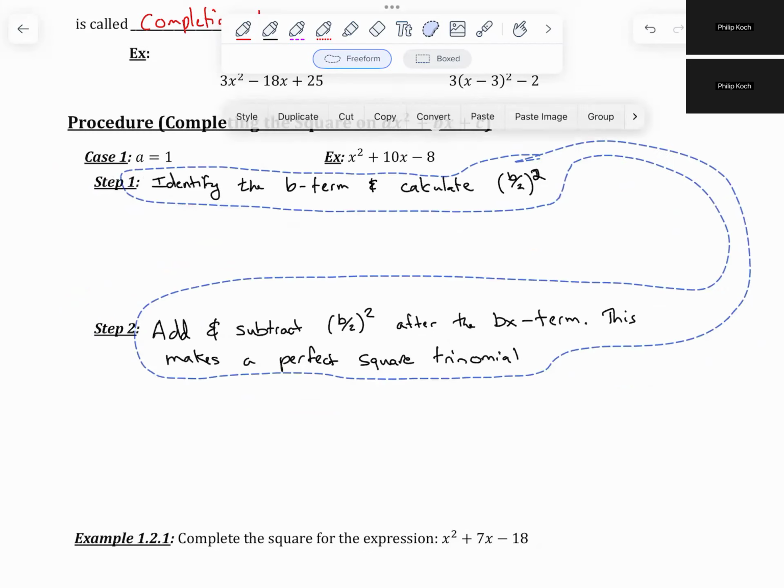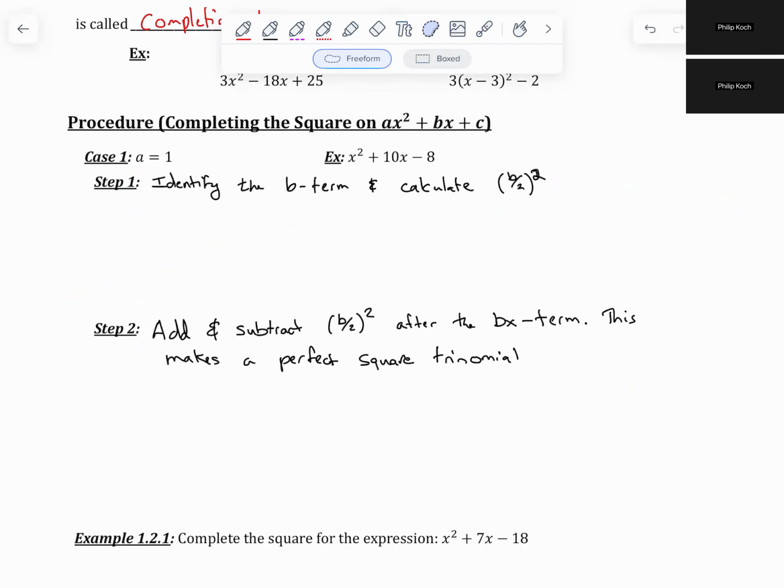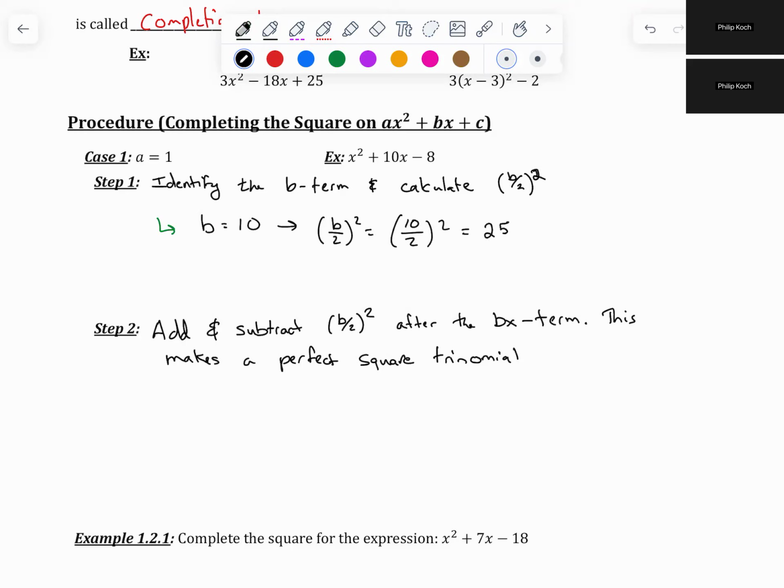Huzzah. All right. Step 1 is going to be identify the b term and calculate b over 2 squared. So for us, in this example, b is 10. So that means b divided by 2 squared would be 10 divided by 2 squared, which is 5 squared, which is 25. All right, I'm going to rewrite that. So that's 5 squared, which is 25.